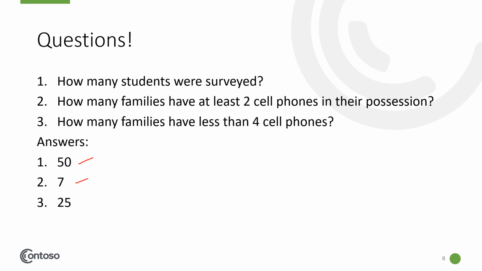And how many families have less than 4 cell phones? There are 25. Kasi yung 3, meron lang siyang 15 plus yung 7 tsaka yung tatlo. There are 25. Alright?